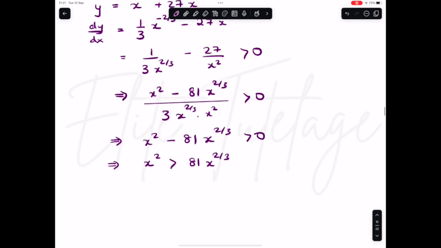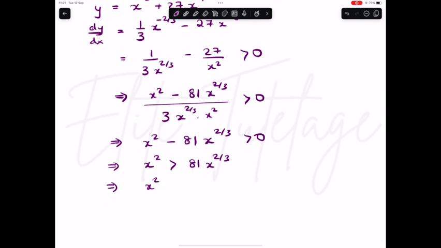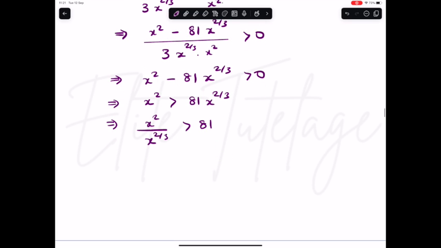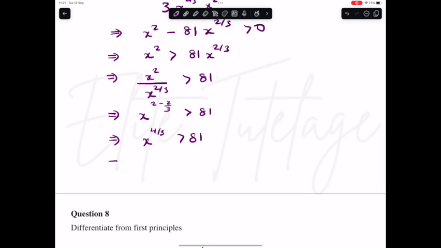Divide both the sides by x to the 2/3, and simplify it slightly, okay, with indices as 2 minus 2/3 greater than 81, which gives me 4/3 greater than 81, which gives me x as simply 27, as I have to take the fourth root and then cube my answer. Okay, now question number 8.